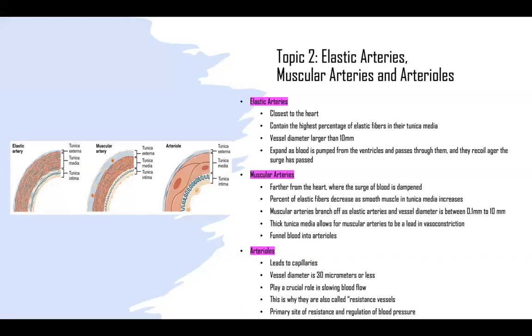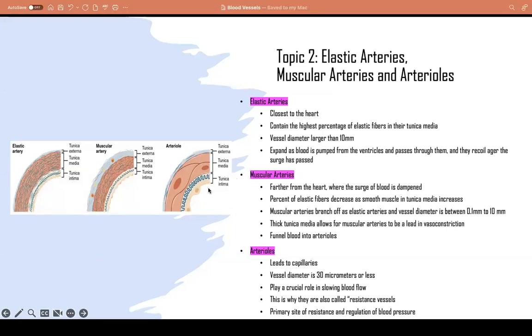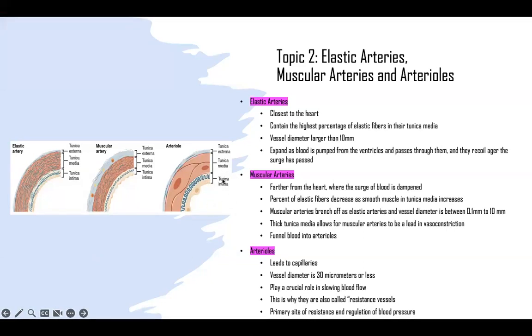This is controlled by neural and chemical controls, and vasoconstriction and vasodilation in arterioles are the primary mechanisms for distribution of blood flow into capillary beds. As we can see, the tunica intima on the arterioles is also very wavy in structure. The tunica media is very thick, whereas the tunica externa is very thin. And that's just another picture of the three.